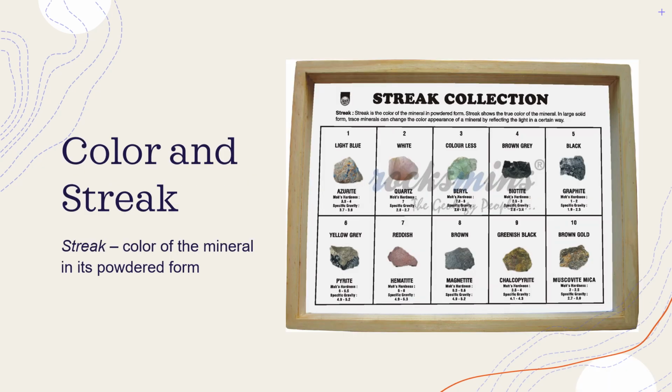Okay, next we have color and streak. So how is color different from streak? Take note, color is the color that we see or that is perceived by our eyes, and streak, on the other hand, is the color of the mineral in its powdered form.